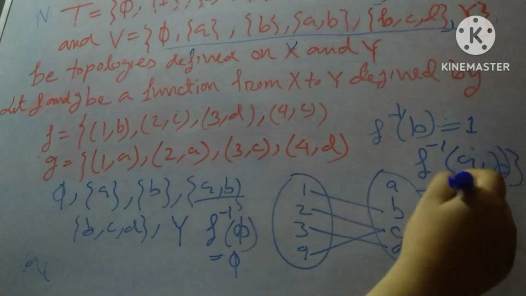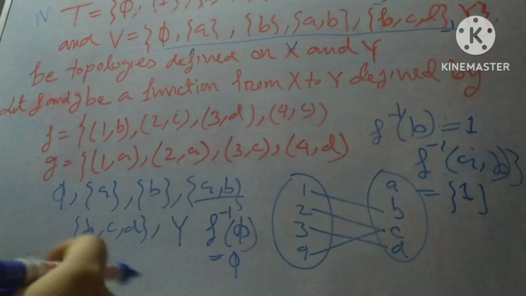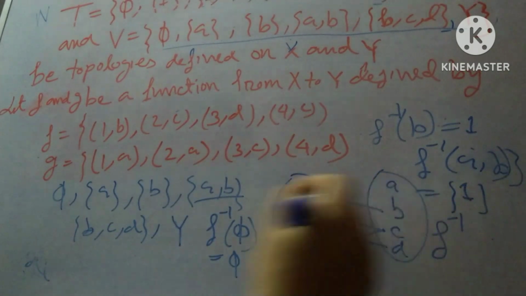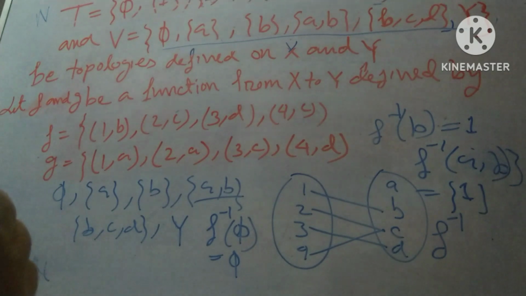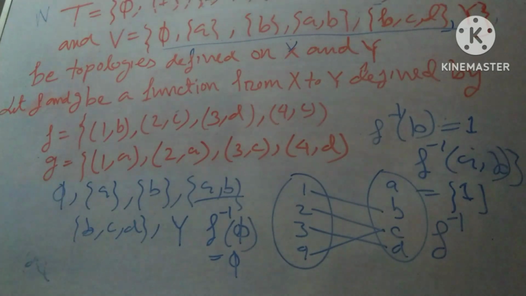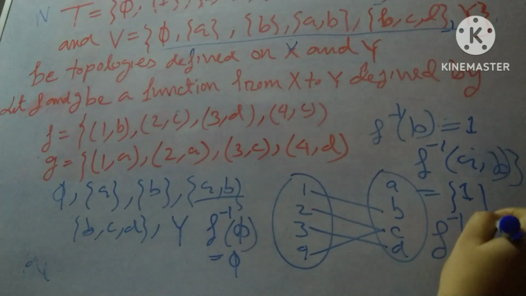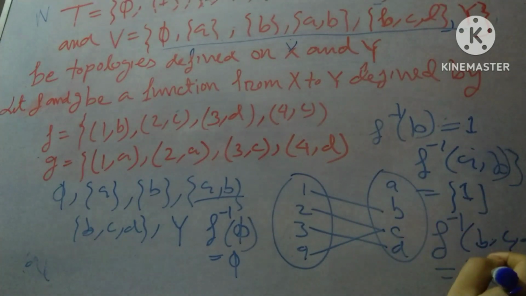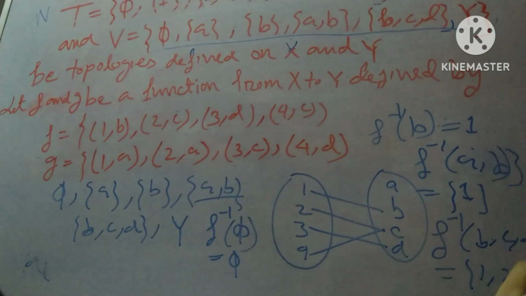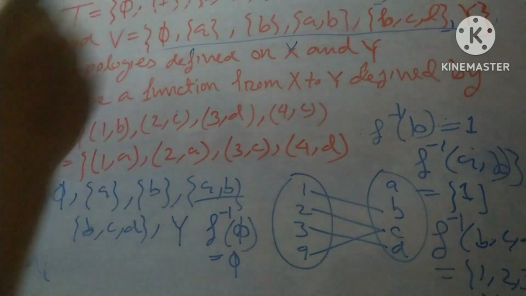F inverse of {A, B} equals only 1, because for A this is a null set. And F inverse of {B, C, D}: for B it is 1, for C it is 2, and then 3, 4. So F inverse of {B, C, D} equals {1, 2, 3, 4}, which equals X. So we get everything, friends.